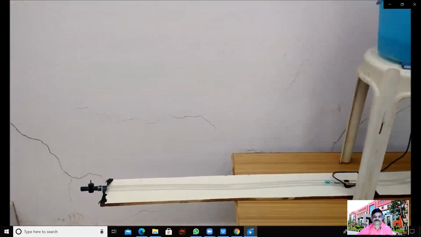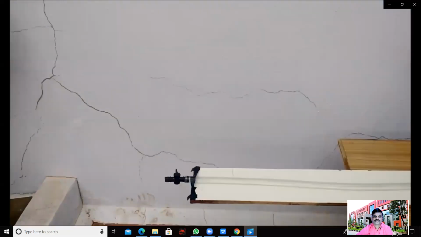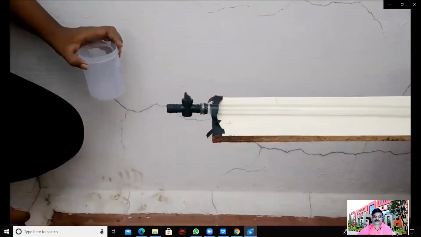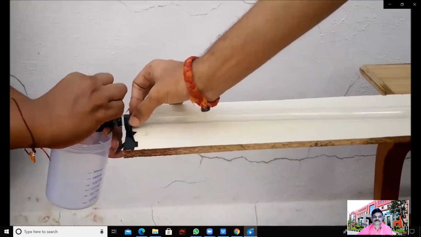Now let us start with the experiment by finding the discharge. We are using a container with a graduation scale. We will find the time taken to fill 200 ml. For laminar flow, the discharge rate should be low. So let us slightly open the tap so that the rate of flow is less.